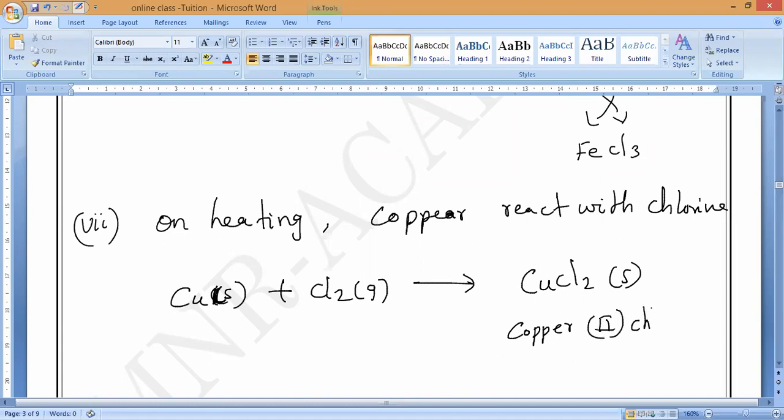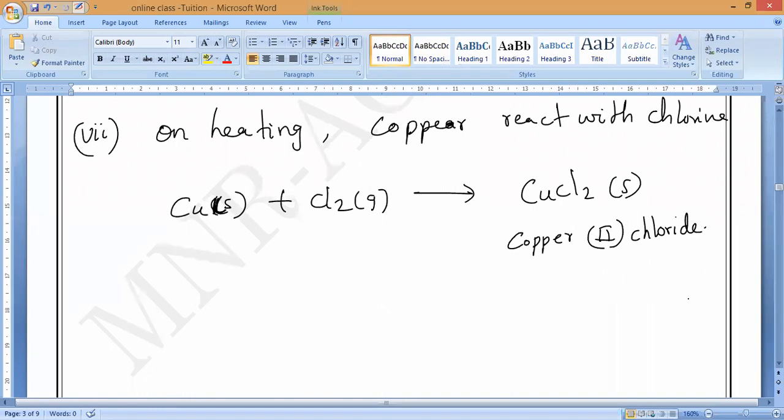What should we call it? Copper 2 chloride, or we can say cupric chloride, not cupric oxide. That's it. So this you have to remember. Okay, guys, all these metals are very, very important.